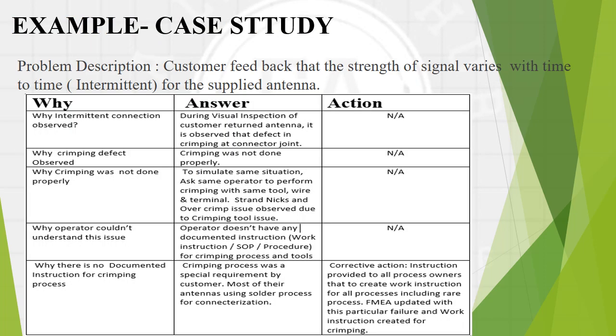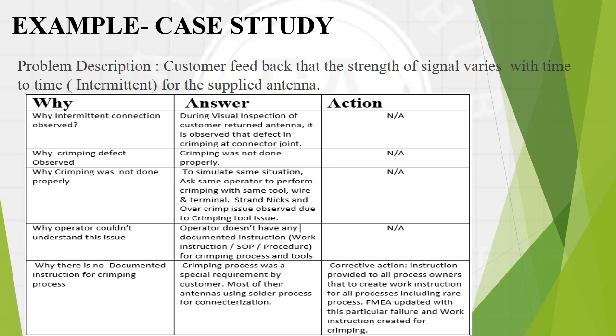Now we will go with a case study or example. Consider an antenna design and manufacturing industry named ABC Aerospace. They got customer feedback that signal strength varies from time to time for an antenna supplied. It means sometimes they are getting good signal strength, sometimes not. It is intermittent. So the company made an arrangement to return the affected antenna, and now we go with the why-why analysis.